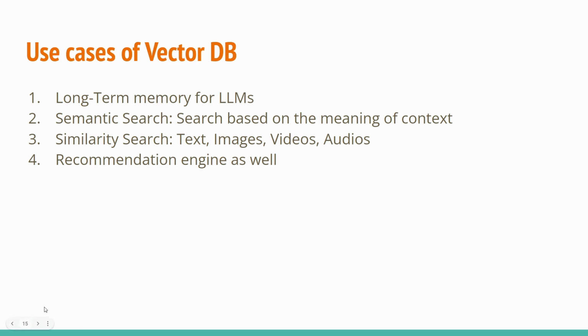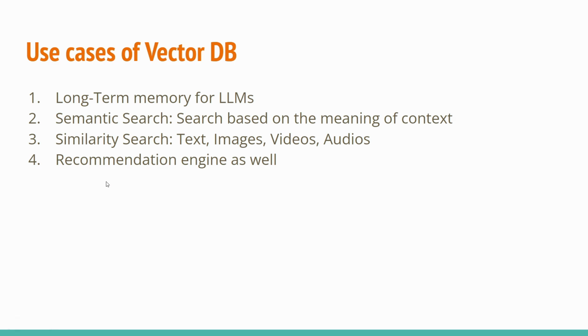Let's say you're giving something like king and queen. It will not only consider the text you are giving, it will also consider the context, like what is king, what are the features of king, and what are the features of queen. Based on that, it will give you the similar kinds of vectors as output.